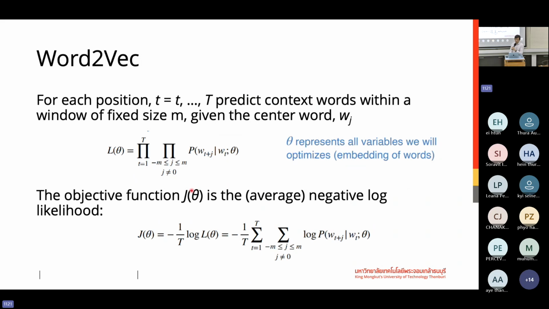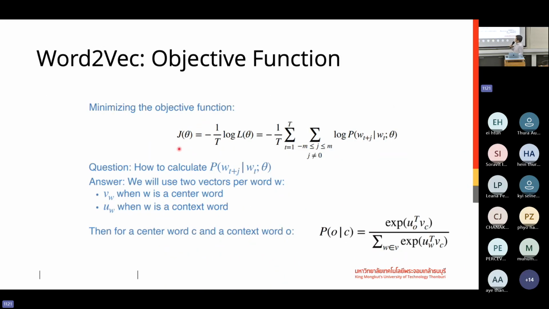But in order for the word to work, they have the likelihood function, that is WT plus J given WT and the model. So it is the word given WT, these are the contextual words. This is the likelihood, it has to be high. The loss function is the log loss here. Then you take the log with a minus to make it the negative log loss, and train based on this. It would be the minimization of this J theta.